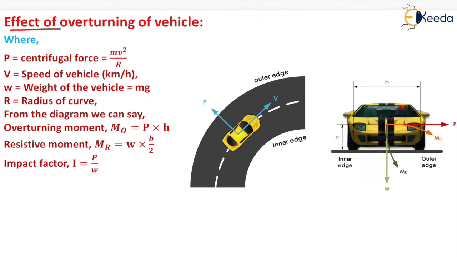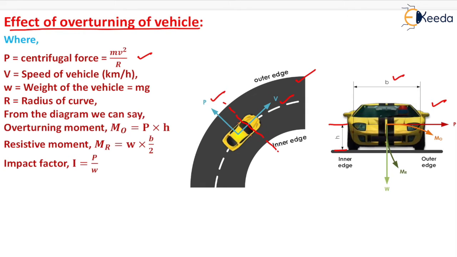Effect of overturning of vehicle due to centrifugal force P. Suppose that there is a horizontal curve like this and vehicle is moving with a velocity v. So an outward force, which is known as centrifugal force, will be acting in the outward direction like this, denoted by capital P, and its value is mv square by r because it is a centrifugal force. We will see the cross section of this horizontal curve, which is shown here. Now this is the width of the vehicle, that is b, and this is the height, small h.